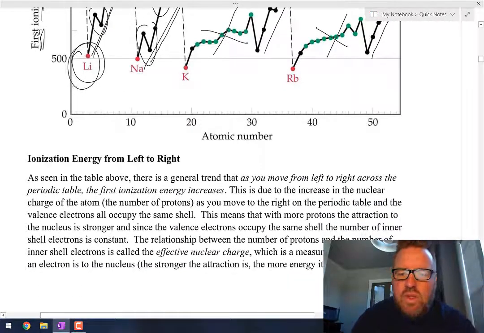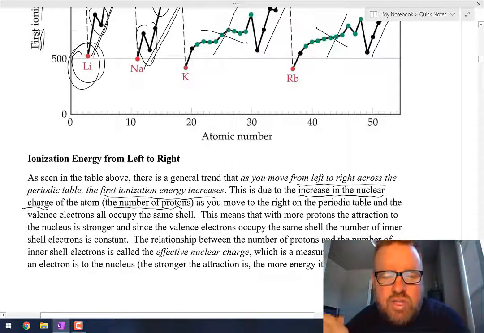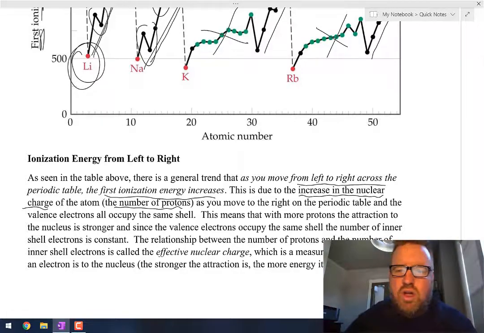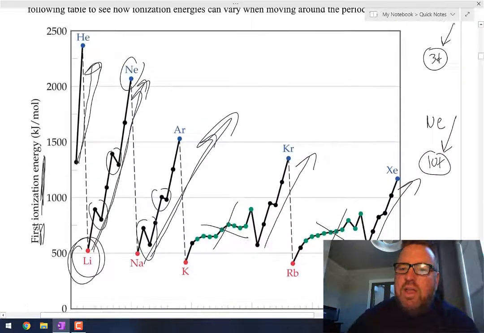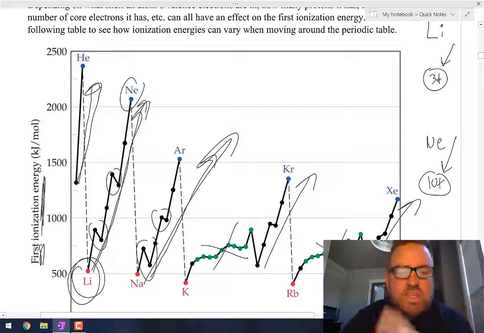As you move from left to right, the ionization energy increases. Why is that? Because of the increase in the nuclear charge, this is the fancy way to say it, which means an increase in the number of protons. So the number of protons is going up. That's one reason. Your biggest reason, anytime you're going across the periodic table, is that there are more protons.